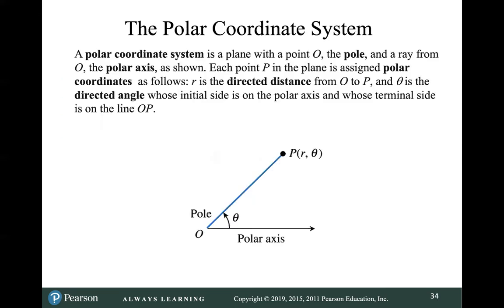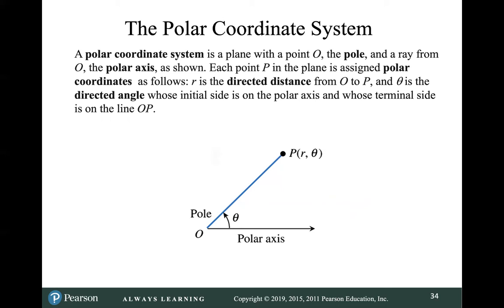So let's start by defining the polar coordinate system. The polar coordinate system is a plane, and remember, a plane is like a piece of paper that never ends. It's flat, and it extends in all directions along a flat area, okay? It has a point called O, which we call the pole. Think about that as like the North Pole or the South Pole is the very tip of the Earth. Then the pole is the very center of our polar coordinate system.